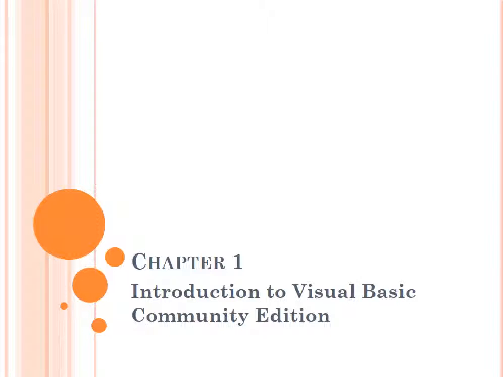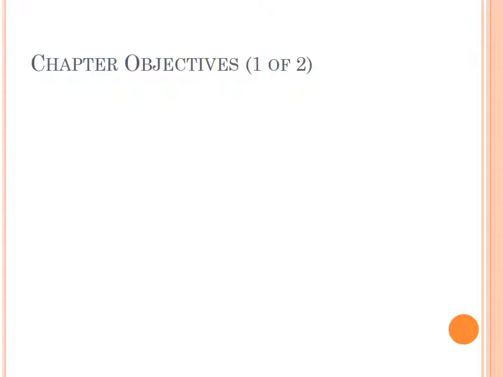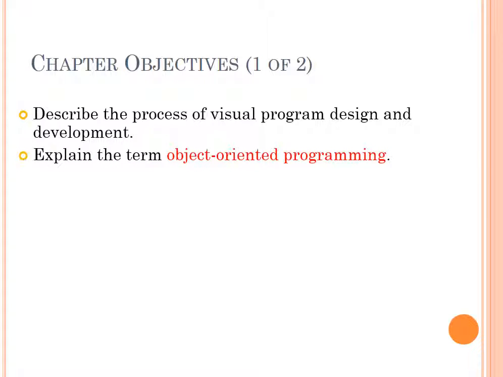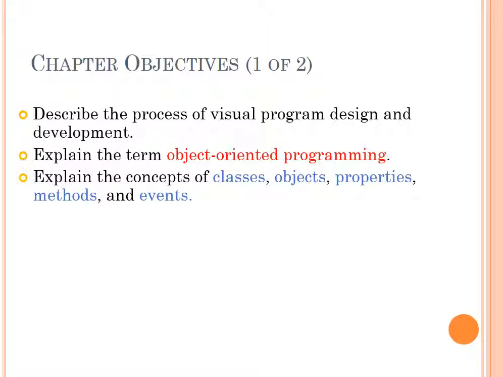You'll be exposed to them over and over again in the semester, but it's really important that you understand the terminology of the language so that you can learn to think like a computer programmer. Okay, the goals of this lecture is to, first of all, describe the process of visual programming design in Visual Basic, explain the meaning of the term object-oriented programming, explain the concept, and again, these are some of the terms that I've warned you about, but you have to know about classes, objects, properties, methods, and events.